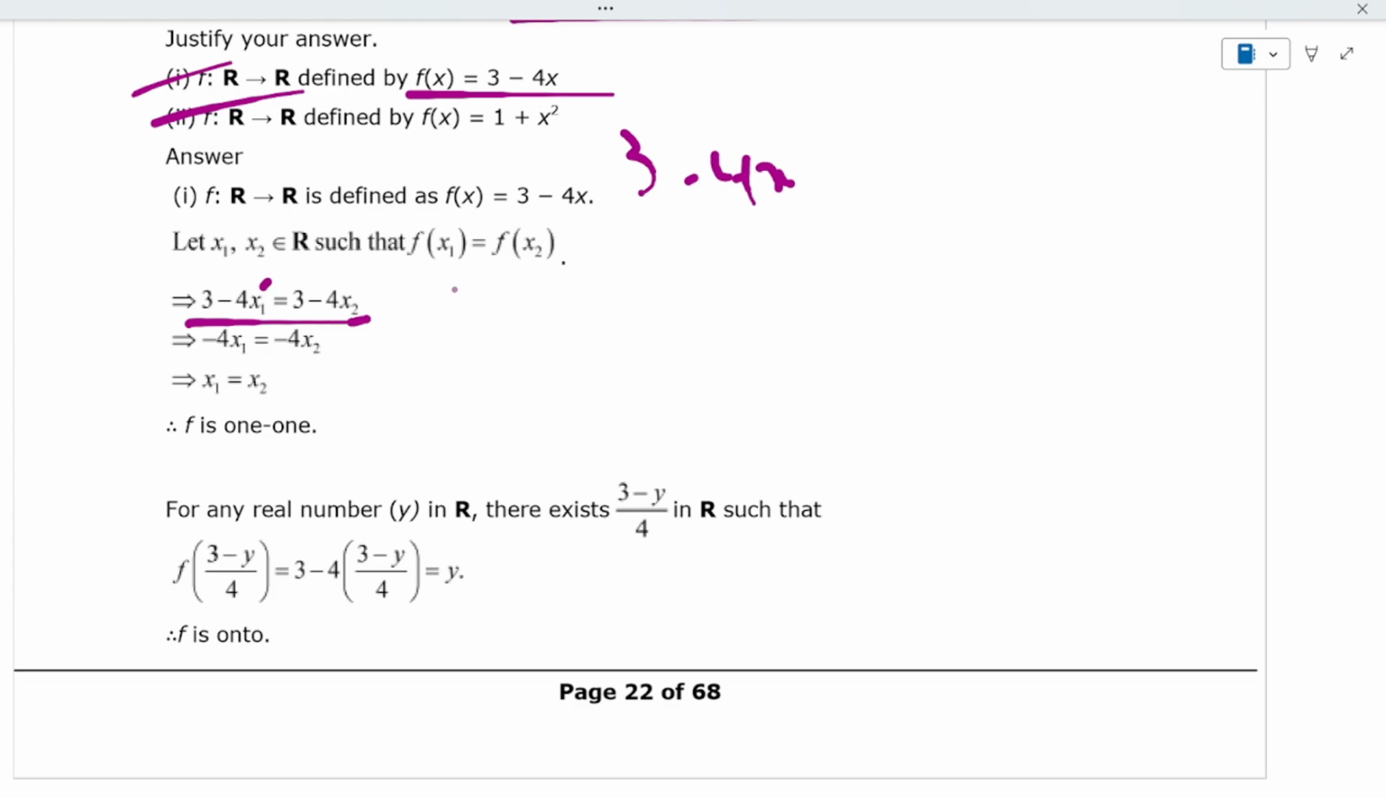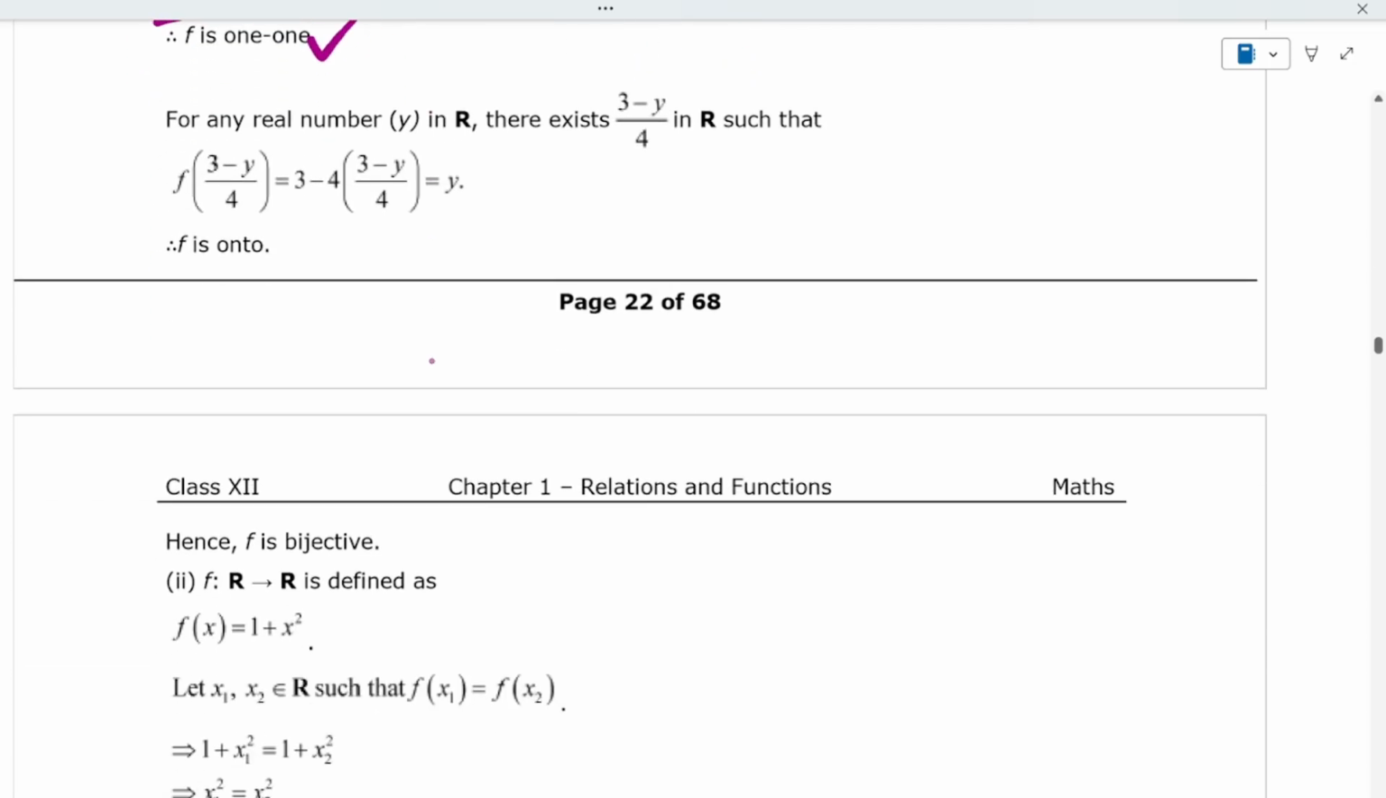You consider x1 and x2. They both are equal. 3 and 3 will get cancelled, and minus 4 x1 is equal to minus 4 x2. The minus will also get cancelled, 4 and 4 will also get cancelled. So x1 is equal to x2. So it is said that it is 1-1.